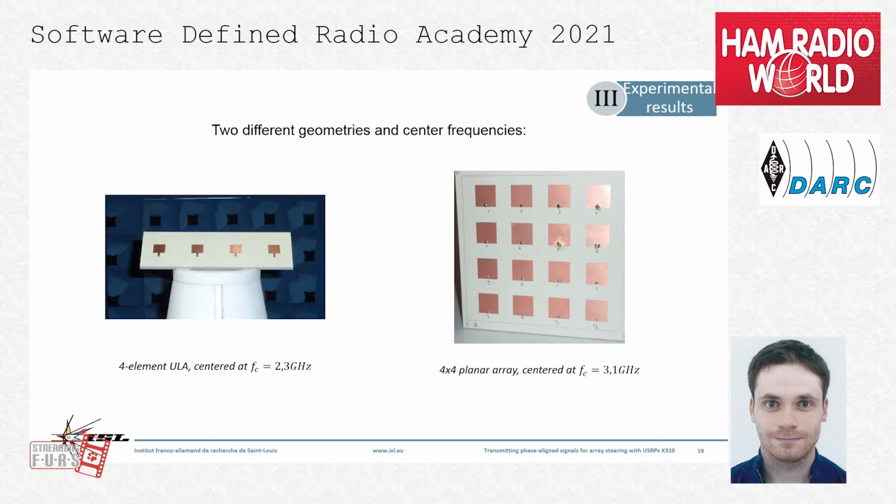The latter we used as a linear array, as shown by the blue rectangle, so that we could compare the results with the ULA, and as a 2x2 planar array, as shown in red. This way, we were able to steer arrays of different geometries and at different working frequencies with the same commercial SDR equipment.